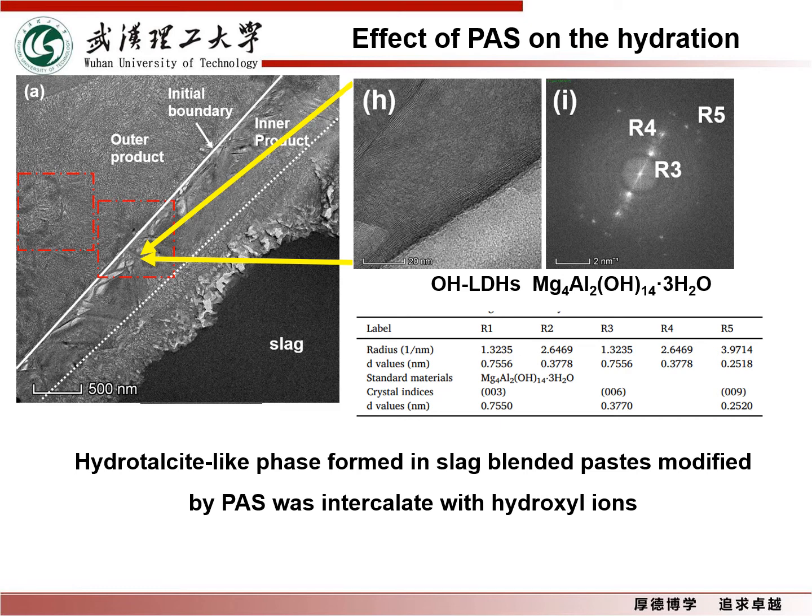This table shows the comparison between the calculated d values and those of standard hydrotalcite-like materials. The electron diffraction spots match well with the hydrotalcite-like phase, which was intercalated with hydroxyl ions and water molecules. This means the interlayer ions between two magnesium and aluminum plates were hydroxyl ions.